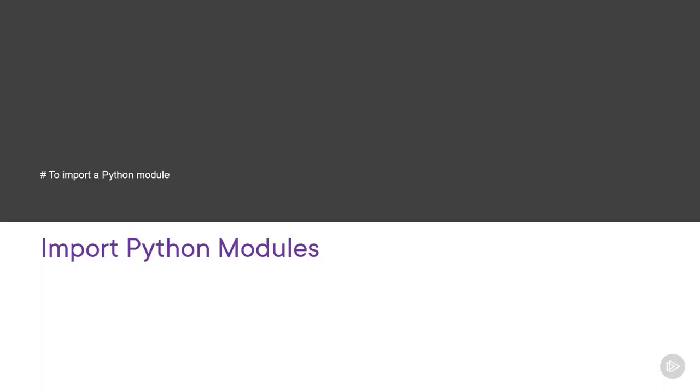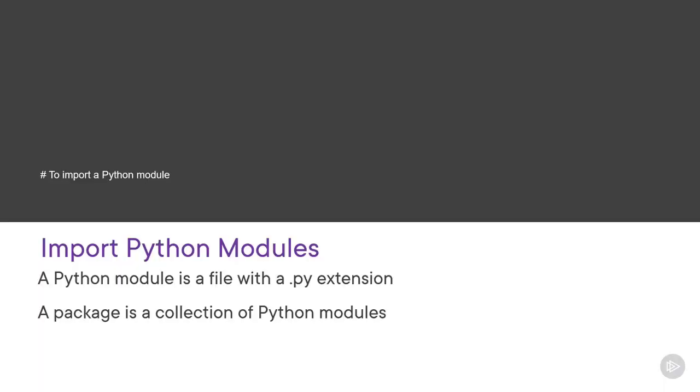Now, let's talk about importing Python modules, right? So a Python module is basically a file with a .py extension, and a package is going to be a collection of those Python modules. Now, to import a Python module, you would just run import space, whatever that module name is, from your Python interpreter. And so in the example syntax there, we have import time.